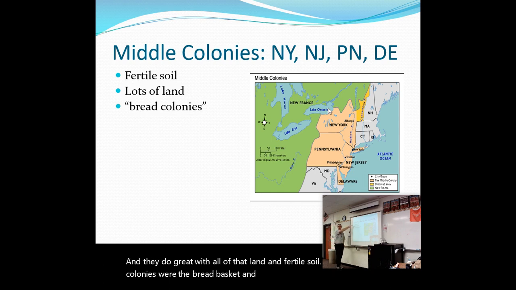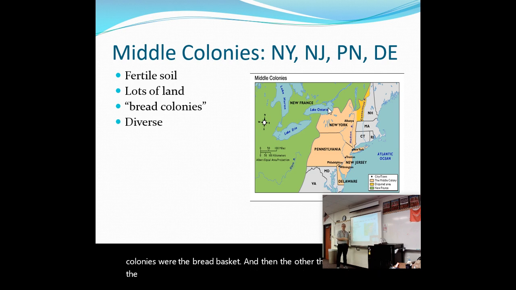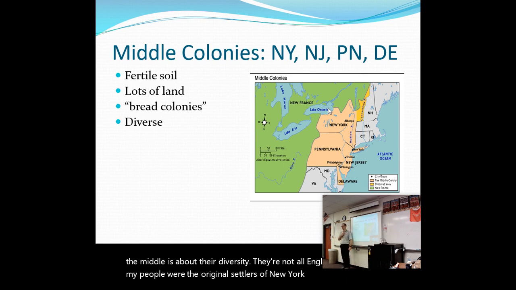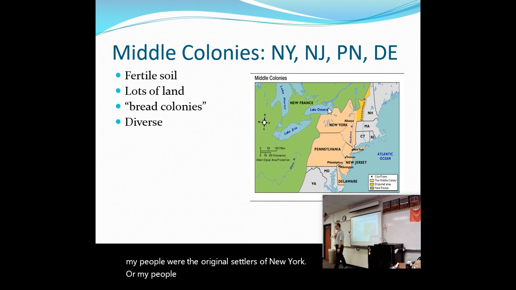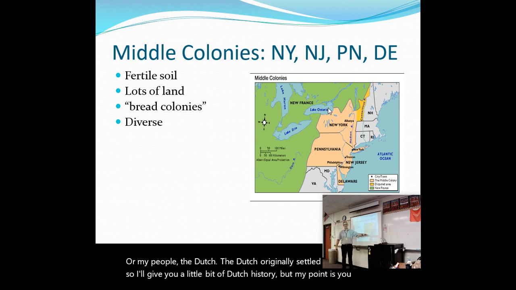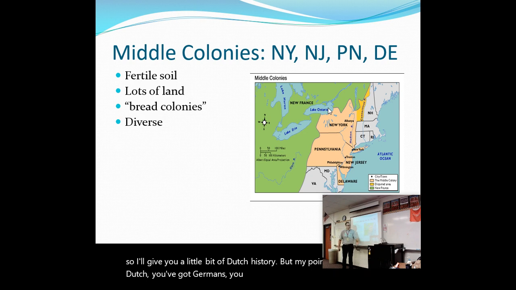And then the other thing I ask about the middle is about their diversity. They're not all English there. In fact, my people were the original settlers of New York. Or my people, the Dutch. The Dutch originally settled New Amsterdam. So I'll give you a little bit of Dutch history. But my point is, you've got Dutch, you've got Germans, you've got Swedes that go to Delaware. Yes, you have English as well, but you've got a lot of different points of origin. That's unique, that stands out.